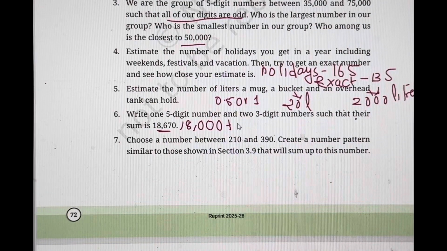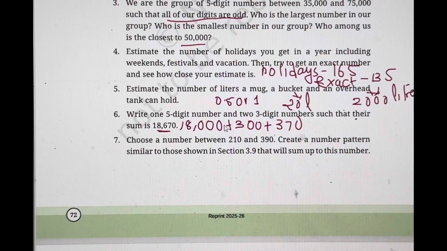Like suppose I take 300 plus 370. You may take 500 plus 170. 400 plus 270. There are many possibilities. So to make it simple, first separate the 5-digit number, that is 18,000, and then take any combination of the 3-digit numbers. Okay. So that will be your answer. You can write your own answer.